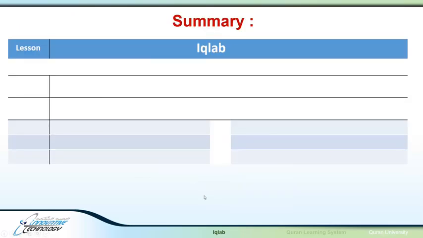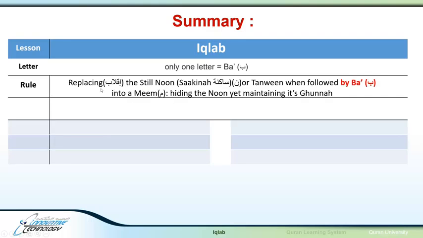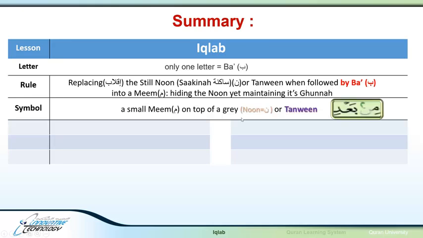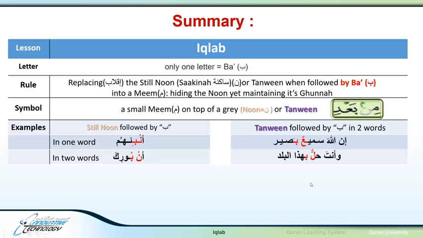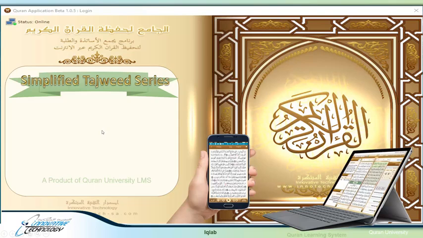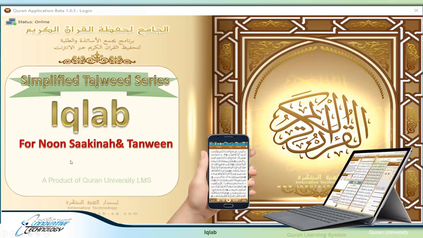And here we'll summarize the whole lesson in one slide. We've talked about the letter of iqlab, which is the ba. We've talked about the rule, which is replacing the noon sakinah or the tanween when followed by the ba into a meem, hiding the noon yet maintaining the ghunna. And we said the symbol is a small meem on top of a gray noon or tanween. Then we gave examples for noon sakinah in one word, anbi'hum, and in two words, anburika. And examples for tanween where it happens only in two words, sami'un basir, hillun bihadha. And with this summary, we reach the end of our lesson on iqlab for noon sakinah and tanween.